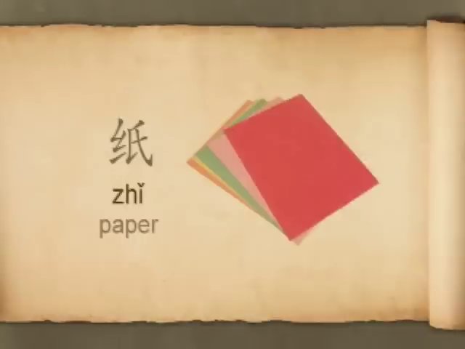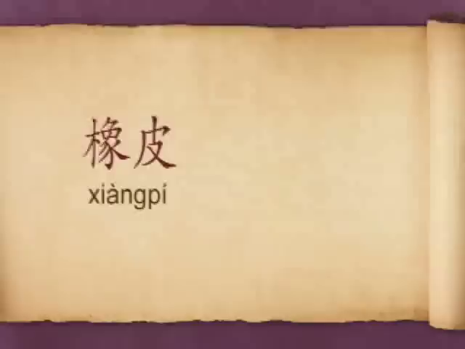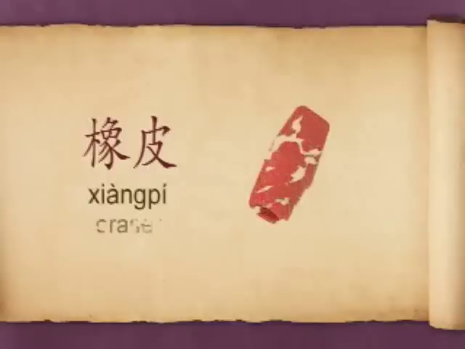纸，纸 is said with a third tone. Listen. 纸，纸，纸. Now say it after me. 纸，纸，纸. What does 纸 mean? Yes, paper. Another word you are familiar with is 橡皮. Tell me, what does it mean? Good. 橡皮 means eraser, like the eraser on the pencil.